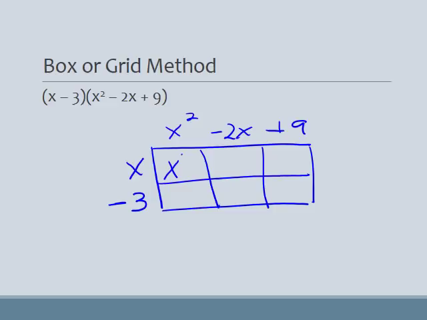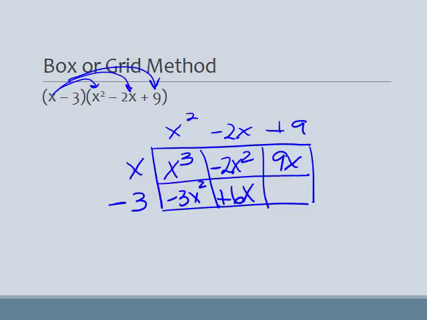So x times x squared is x cubed. x times negative 2x is negative 2x squared. x times 9 is 9x. Then with a negative 3. And really, when you look at this, you're distributing, but you're just making it into an orderly fashion, because we did multiply everything in the second by the x. Okay, so we get negative 3x squared plus 6x minus 27. And then your like terms are on the diagonals.